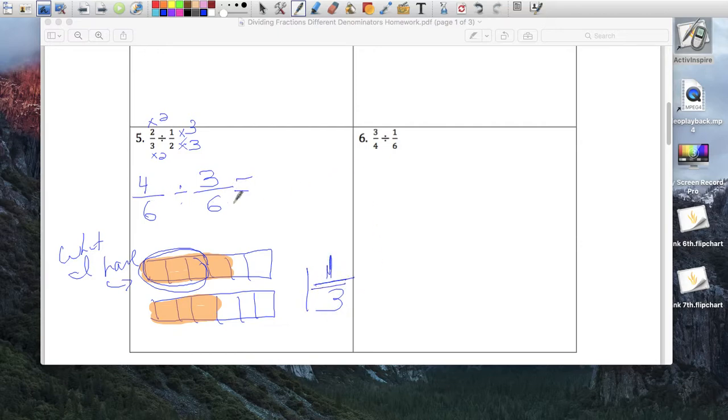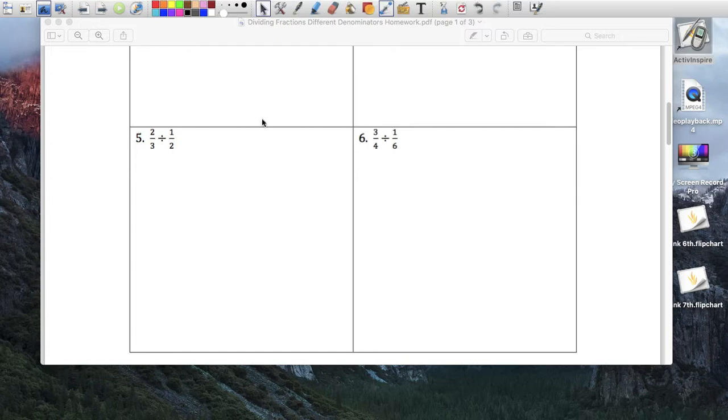If you do the other method where you cross out the common denominators, and they're the same, right? Take the 6 out, take the 6 out, write 4 over 3. And as you can tell, it's an improper fraction. And we're going to change that to a mixed number. 3 goes into 4 one time. You have 1 left over out of 3. Same answers. Okay.